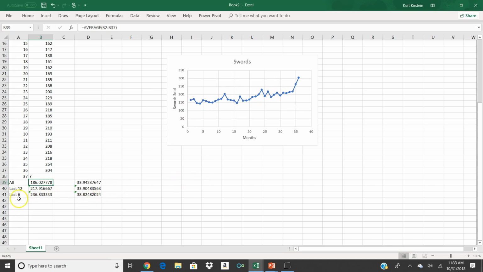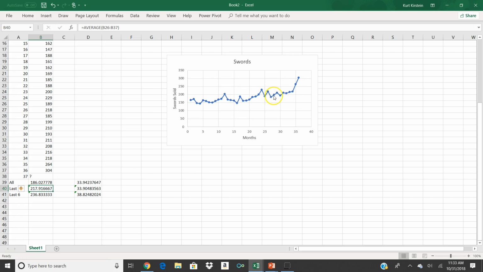Let's come down here and take a look at the last 12 months. Now we're getting into moving averages. For the last 12 months, this is just our static last 12 months, and our mean is 217. That looks like it could be a better solution, in the sense that the data coming in for the last 12 months is a pretty good period too. That's quite a number of months.